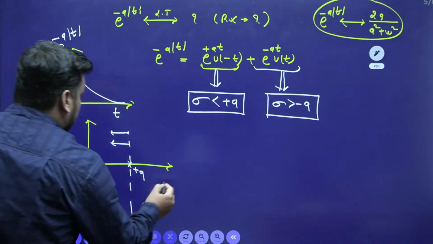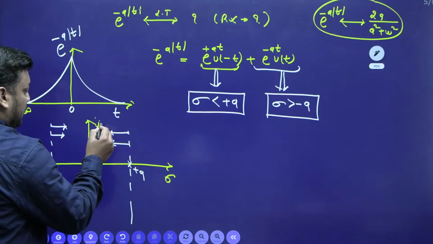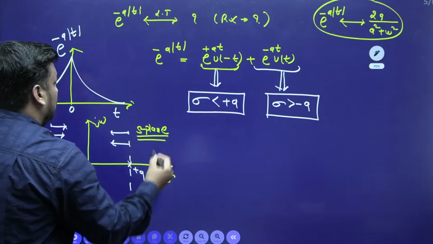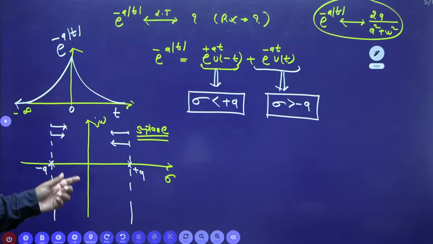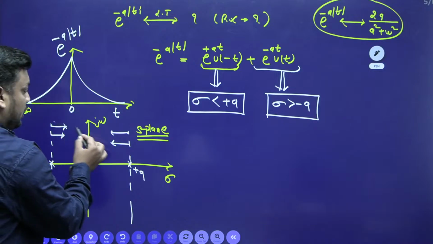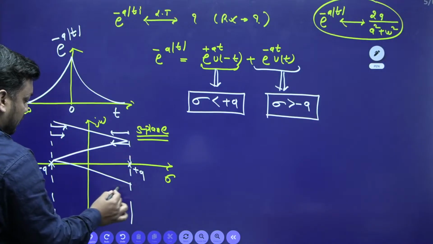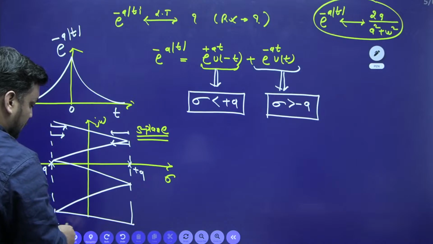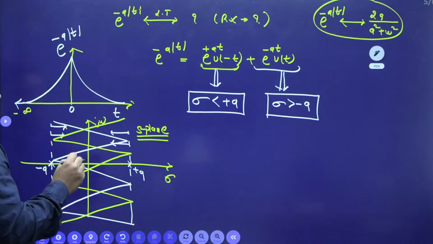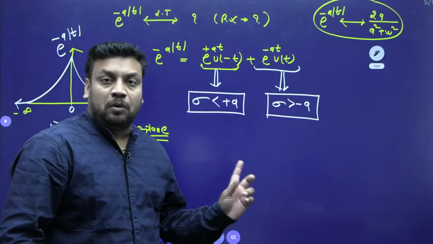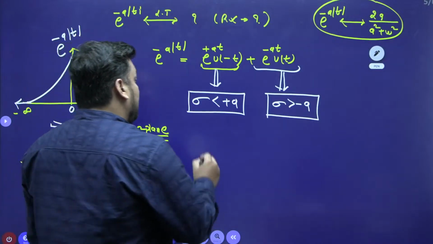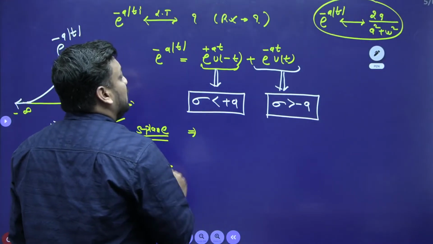This is your sigma and j omega, and this is your S plane. Is it clear, bachcho? So what you are getting is minus a to plus a. Shall we say that here the ROC contains a rectangular strip in the S plane, and it is for both sided signals, and yes, we have a common ROC? Because we have a common ROC, we can write the Laplace transform as well.